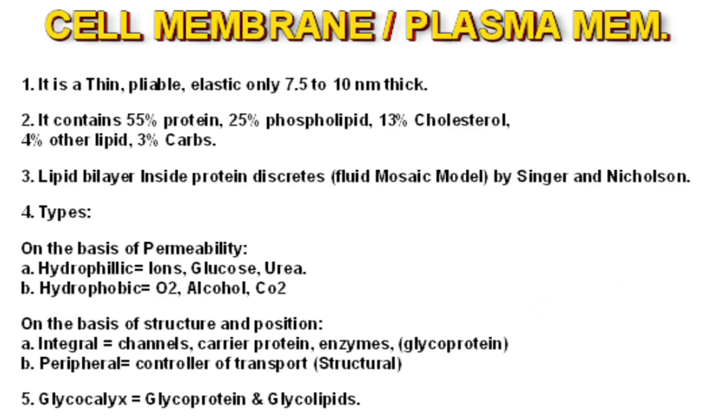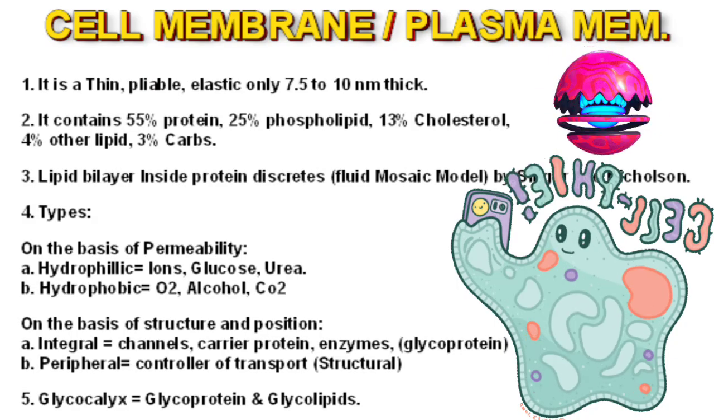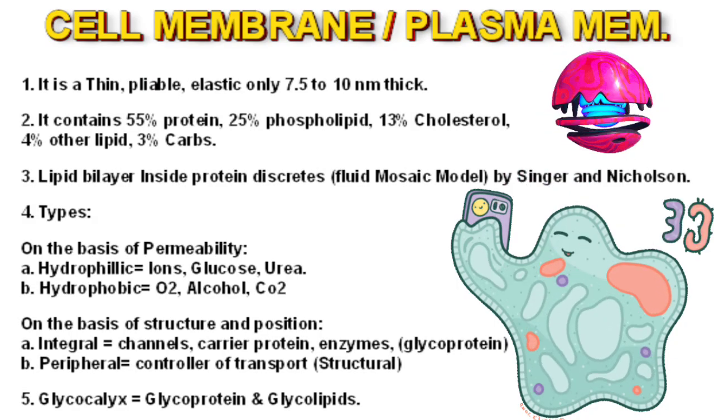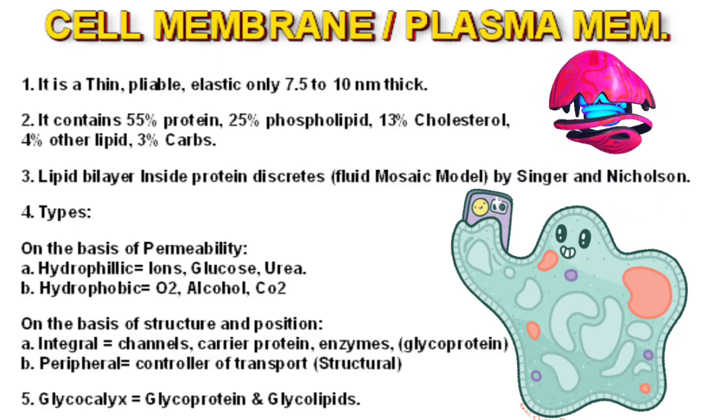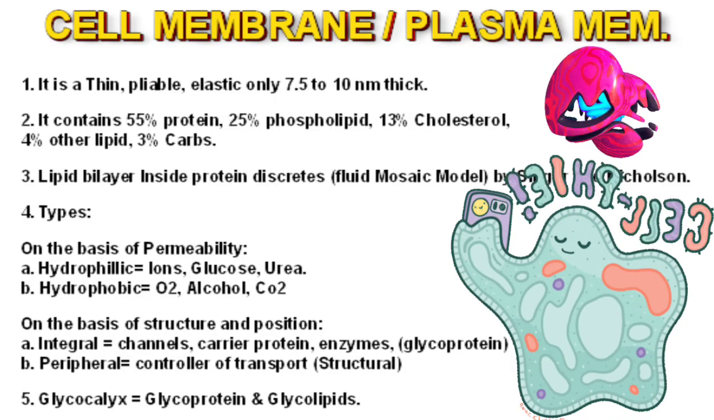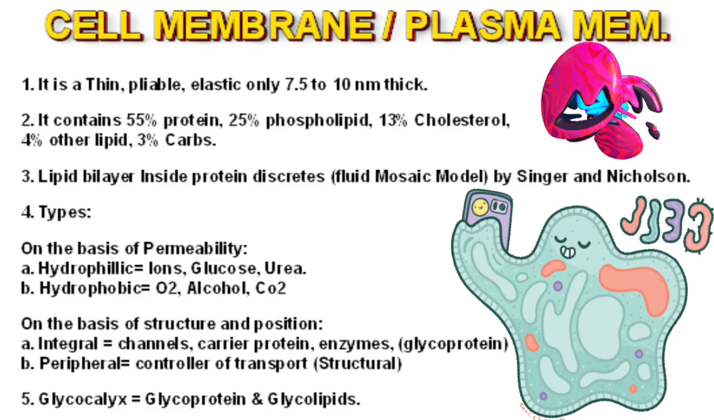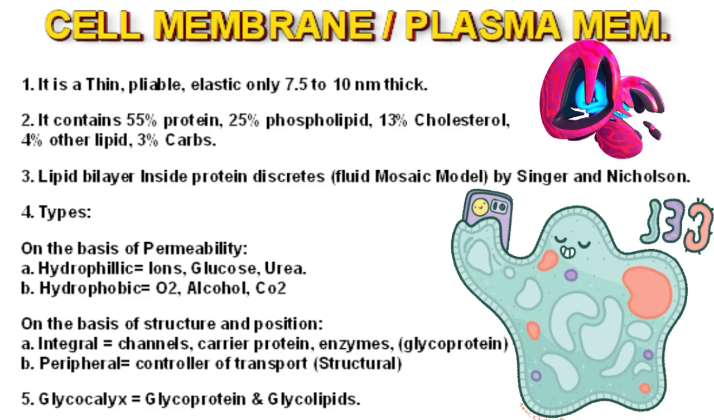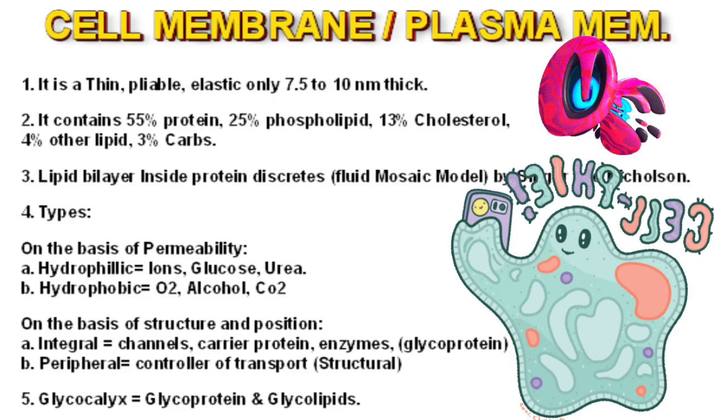So let's start with the first organelle, that is cell membrane, also known as plasma membrane. It is a semi-permeable membrane that covers the cell. It is thick and contains protein, lipid, cholesterol, and carbohydrates. The model given to cell membrane is the fluid mosaic model, that is the lipid bilayer contains some discrete proteins inside it. This is given by Singer and Nicholson.